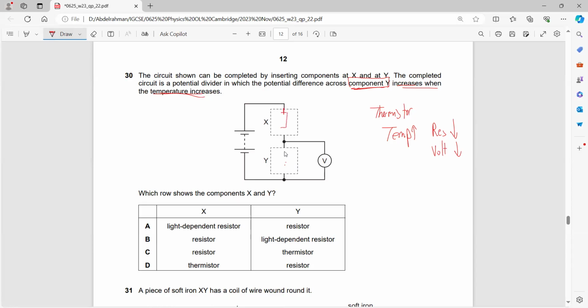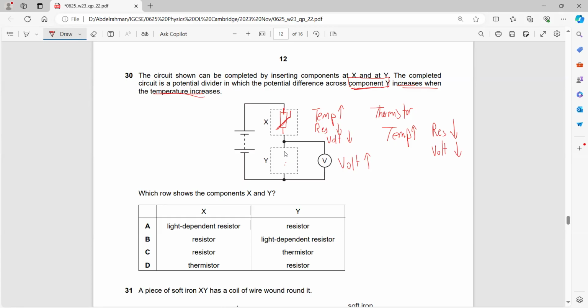So when you have the thermistor in X, let's increase the temperature. What will happen to the resistance? The resistance will decrease, and the voltage of component X will decrease. When the voltage of component X decreases, what happens to the voltage of component Y? They're in series. Oh, okay. Increases.